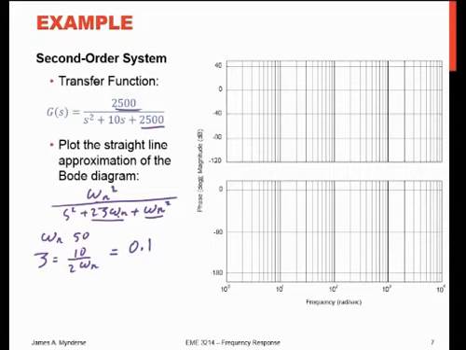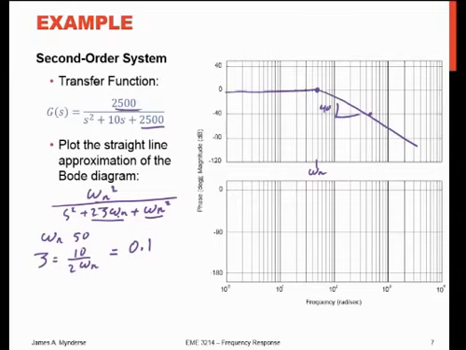Let's start with that. I have my omega n of 50, so that's my break point there. This is omega n. I have a straight line out to here, and then I roll off at 40 dB per decade instead of 20 because I have 2 poles. And I have some kind of peak here, which I haven't calculated yet.